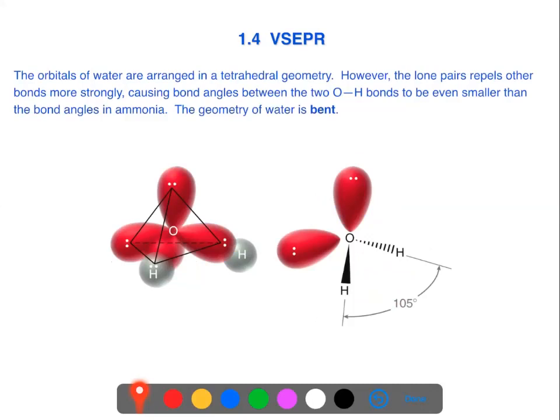Now, if we look at the example of water, water is also considered to have a roughly tetrahedral geometry. However, similar to what we saw for ammonia, water has two lone pairs around the oxygen center. And again, because these lone pairs repel other bonds more strongly, the HOH angle is even smaller than what we observed for ammonia. The angle is closer to 105 degrees, and so the geometry that we typically refer to for water is that of bent.